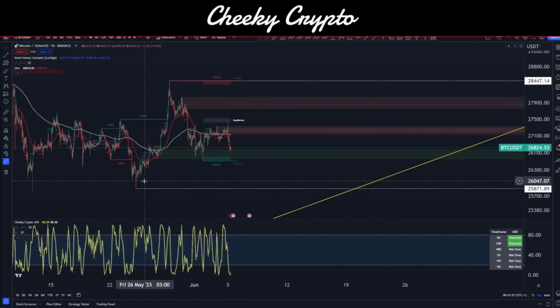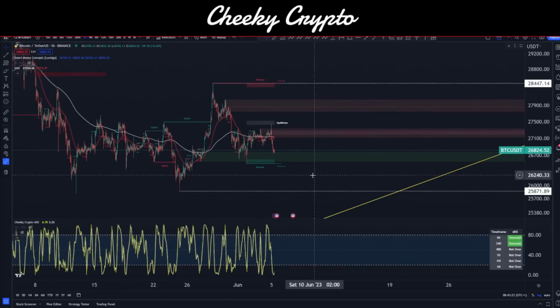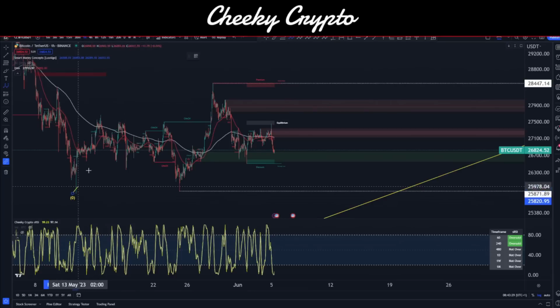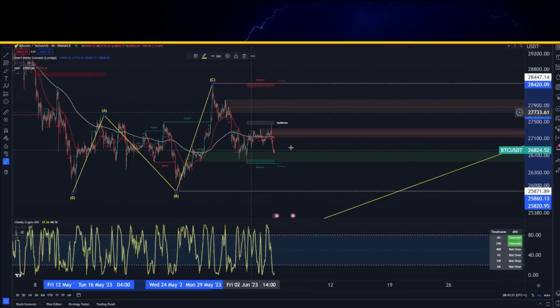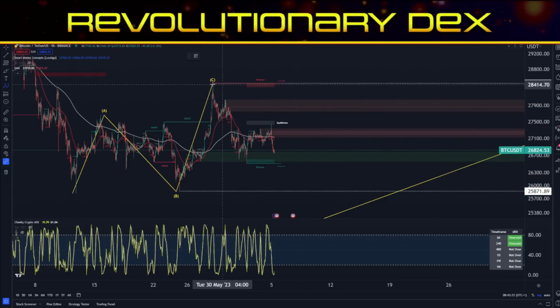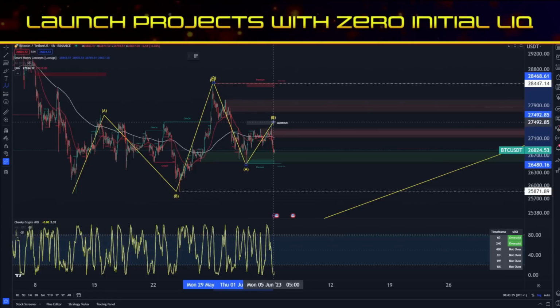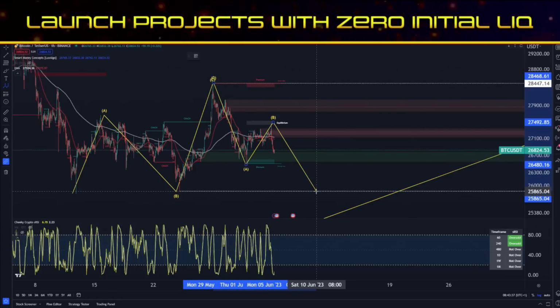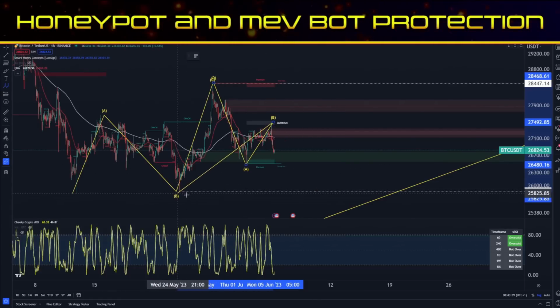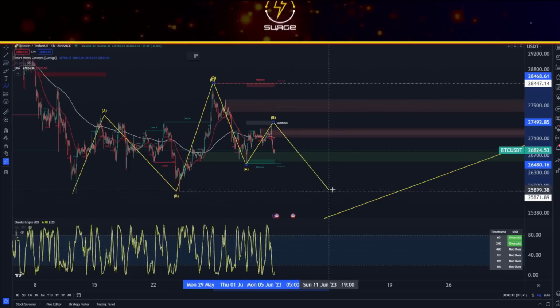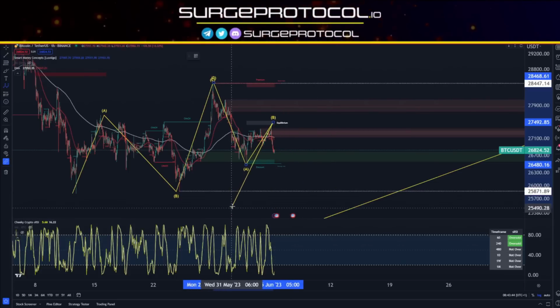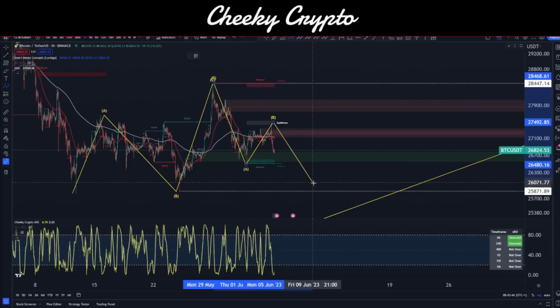So what we're doing here is either having a three-wave structured move to the upside, which I do not think is the case, mainly because we already see that we have a three-wave structure to the upside here, which will mean that I'm looking more for a three-wave structure to move to the downside. And ideally we want to stay above this level here. We want to stay above the 25,871 if we want to be bullish on the market.